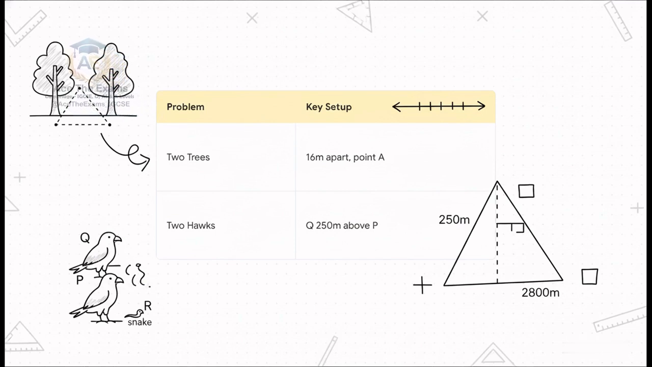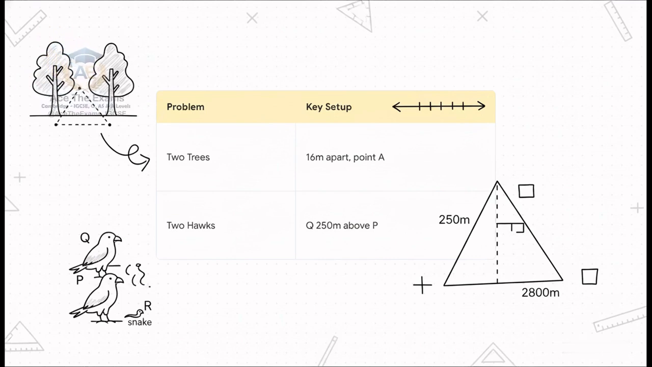In column 2, the 2 hawks problem. Hawk Q is flying 250 meters vertically, directly above Hawk P. They both spot a snake at point R, which is 2.8 kilometers away. Notice the unit change? 2.8 kilometers is 2,800 meters. Time's up. Did you spot the trend?